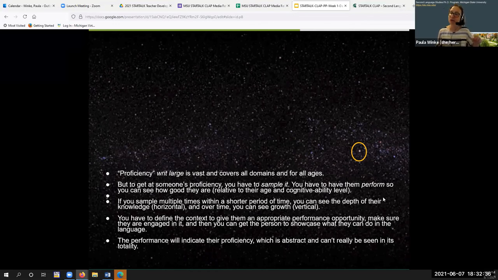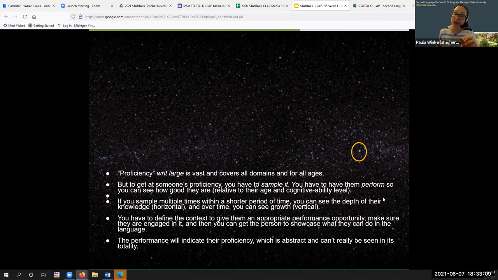But if you want to get at someone's proficiency, you have to sample it. You have to observe it. You have to get them to perform. You have to have them perform so that you can see how good they are. And this is contextualized. It's relative to their age and their cognitive ability level. And that's why we're bringing in people like Caitlin Cornell to talk about differentiated learning accommodations, and we're bringing in Megan Driver to talk about heritage language learners, because all of them differ in many different ways.